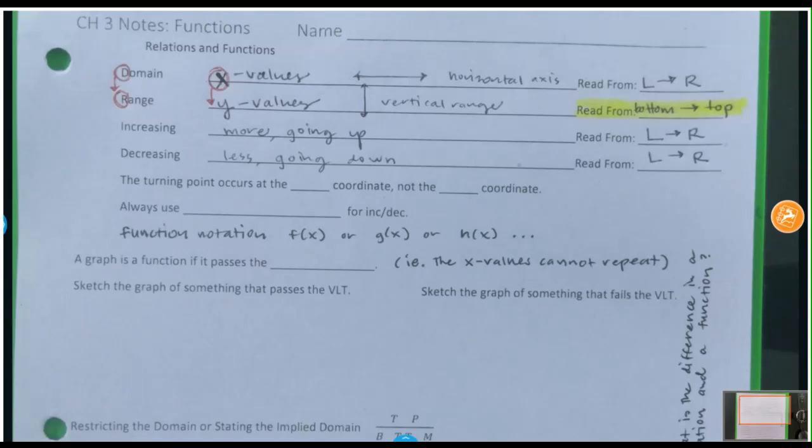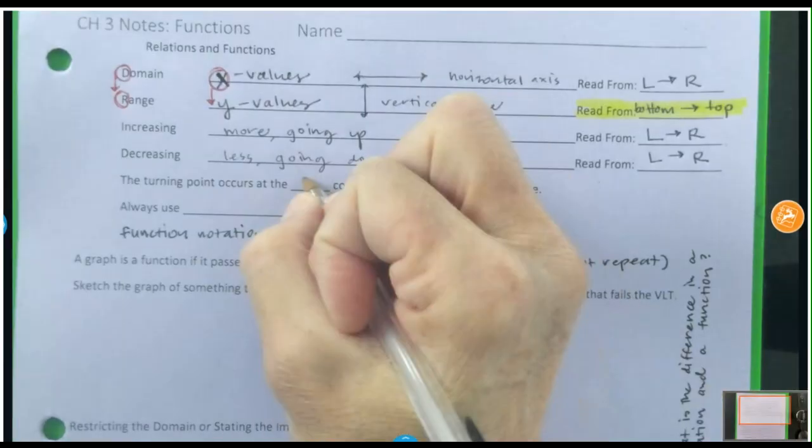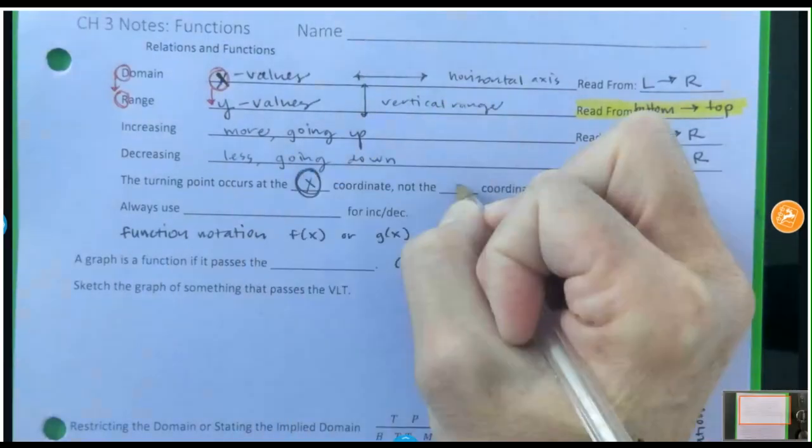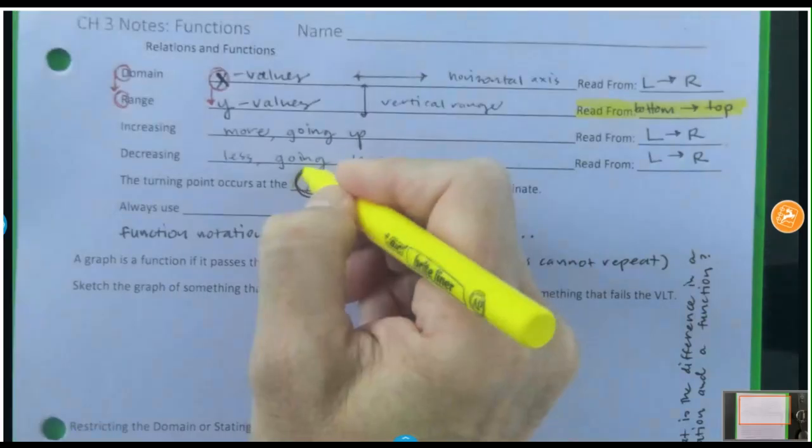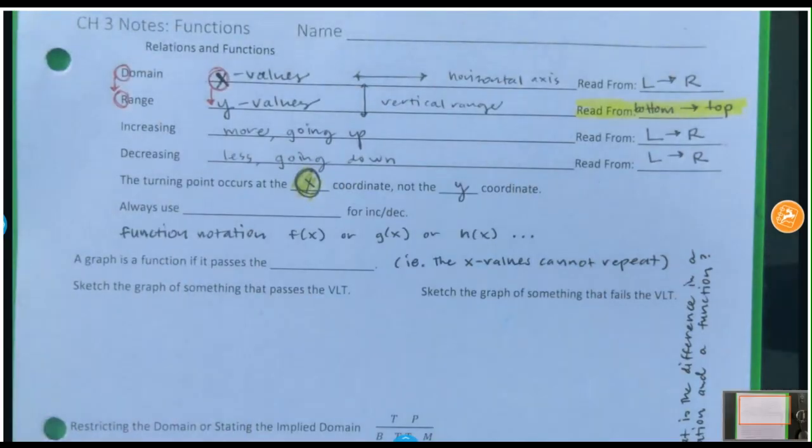Well, it's the same thing in math. So a turning point occurs at the x coordinate, put that down, not the y. We'll talk about that later when we start practicing. But a turning point occurs at the x coordinate, not the y.